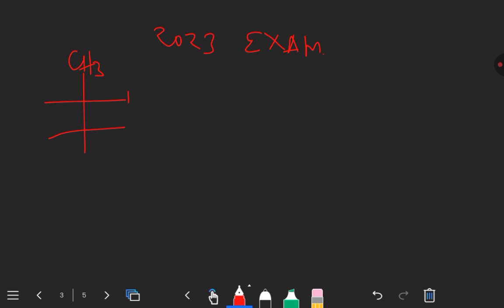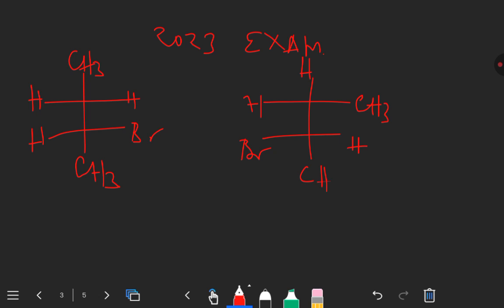CH3, H, H, then we have HBr, CH3. Then this other one, we have CH3, HBr, H, CH3. So we are still determining the type of isomerism which exists between these two compounds.